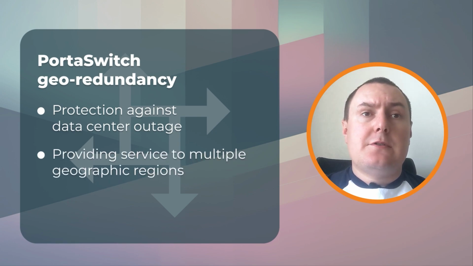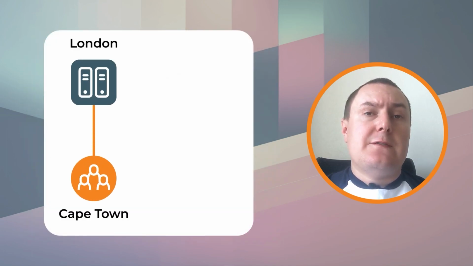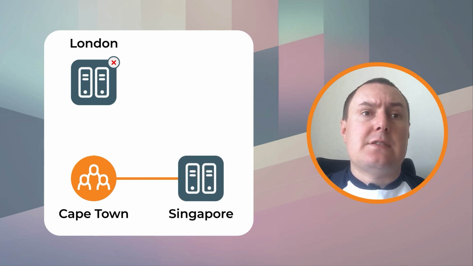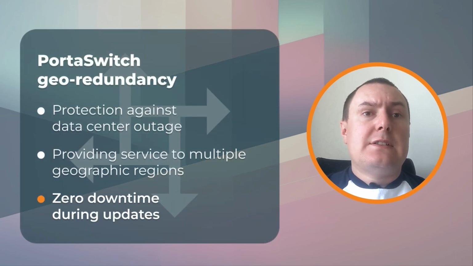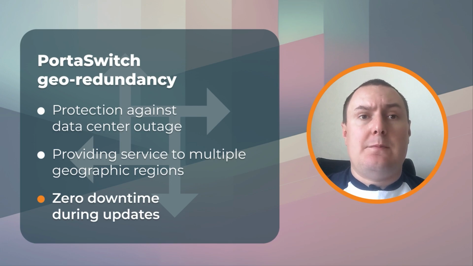Second, it allows you to provide service to multiple geographic regions, even if the network connectivity to a specific region is lost. For example, let's say an issue with undersea fiber causes your customers in South Africa to lose access to a data center in London. With the geo-redundancy solution, they can still access the data center in Singapore and their service will be uninterrupted. And finally, site redundancy allows you to perform updates to new software versions with zero downtime. This last point is an essential benefit to the deployment of PortaSwitch across multiple sites.